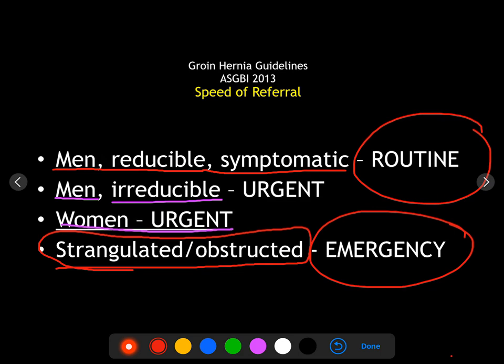and complications to the surgery. We have to know the speed of referral according to these guidelines.